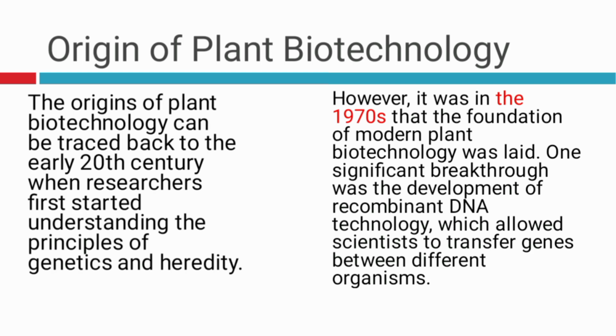So, the origin of plant biotechnology can be traced back to the early 20th century. Researchers started researching in that area in the early 20th century. So, if I were you, just jot down in your notes, it started in the 20th century. Full stop. You don't need to write heaven and earth. Then you go to the next line of your notes. It was in the 1970s that the foundation of modern biotechnology was laid. One of the significant breakthroughs was the development of recombinant DNA technology. So you just write 1970, development of recombinant DNA technology. That's all you pick from that paragraph.